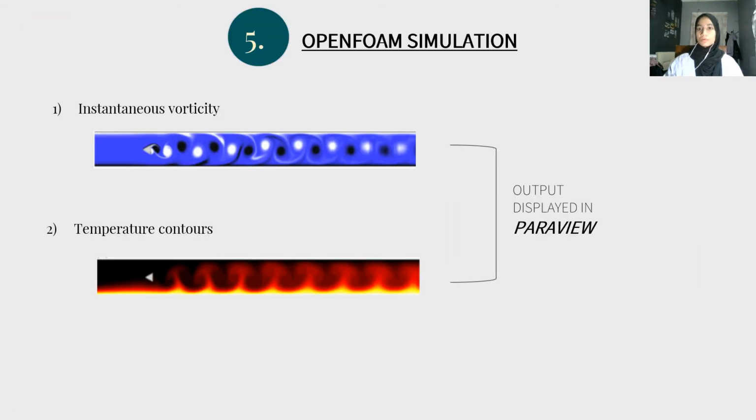By running the OpenFOAM simulation, we can see the output displayed in ParaView. First is the instantaneous velocity. We can see the flow structure in terms of the vorticity. Second is the temperature contour.